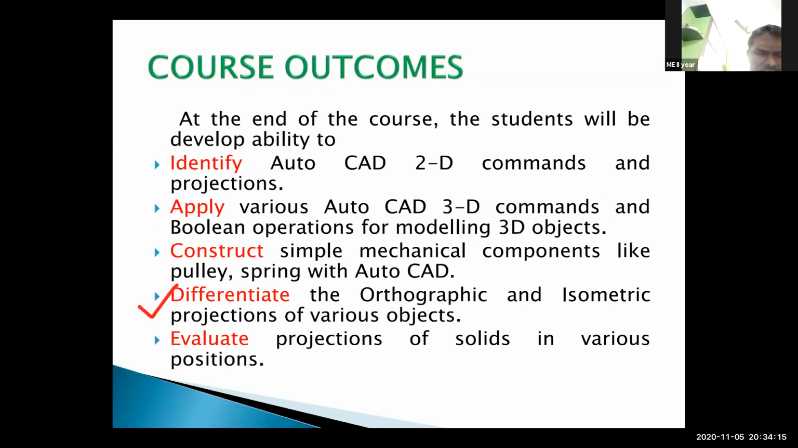And then he can differentiate the orthographic and isometric projections of the various objects. Isometric means a picture of the component, and orthographic means front view, top view, side view, like that. And he can evaluate the projections of the solids in various positions. Suppose a prism is there, in various positions of the prism he can identify them. Suppose a pyramid is there, in various positions of the pyramid he can identify the views and evaluate the projection.